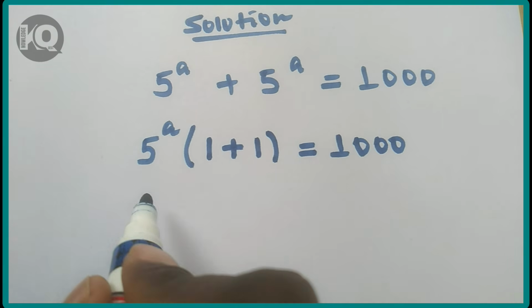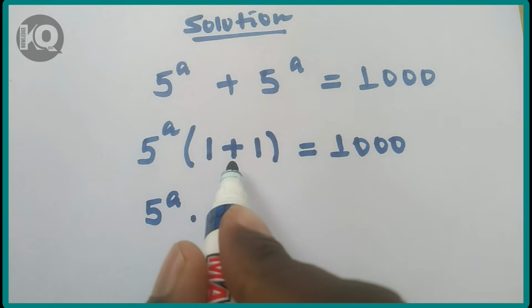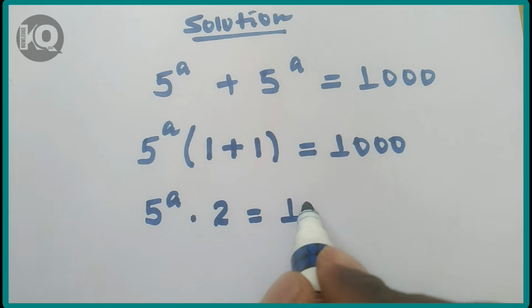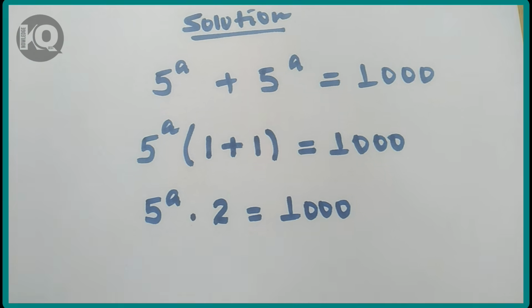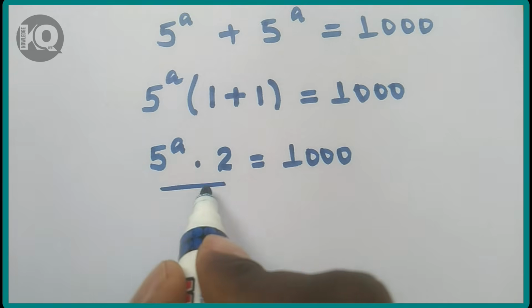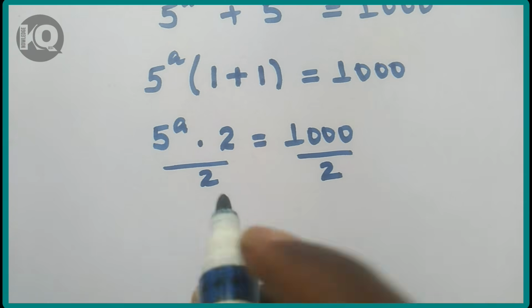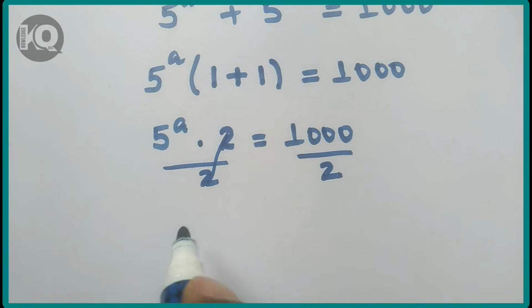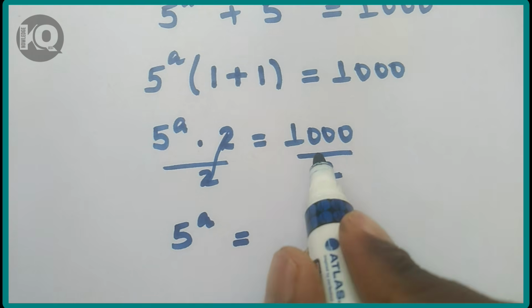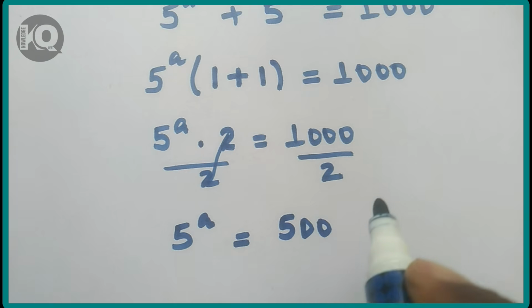Then in the next step, 5 to the power of a times 1 plus 1 will be 2, which is equal to 1000. So now we can divide both sides by 2. So these two will cancel, and the remaining one is 5 to the power of a, which is equal to 1000 divided by 2, which is 500.